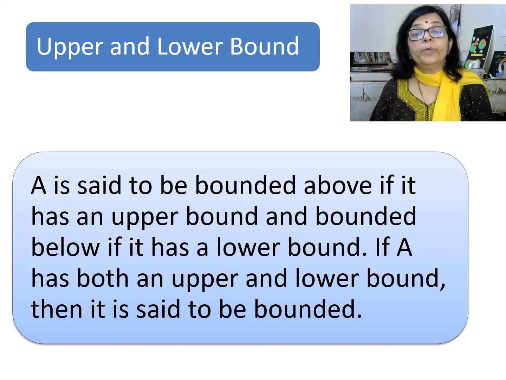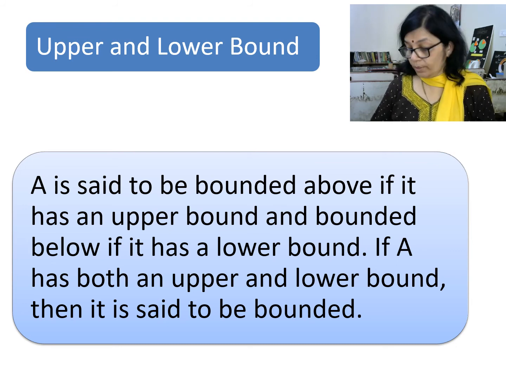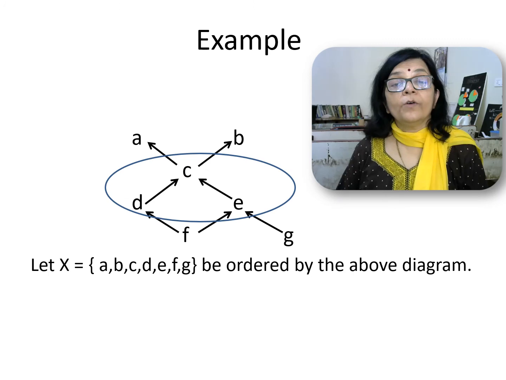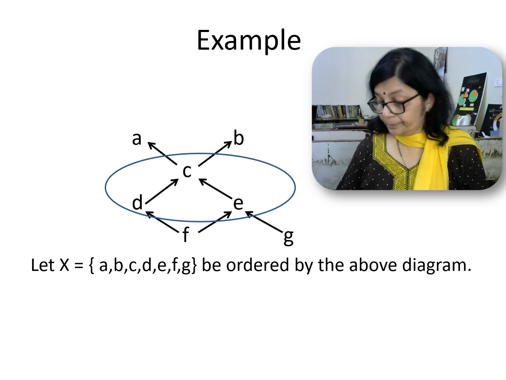A is said to be bounded above if it has an upper bound and bounded below if it has a lower bound. If A has both an upper and lower bound, then it is said to be bounded. For example, let X = {A, B, C, D, E, F, G} be ordered by the above diagram.